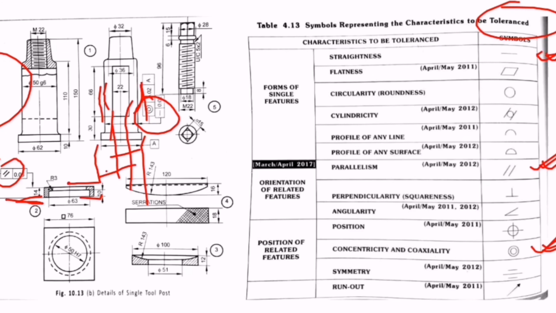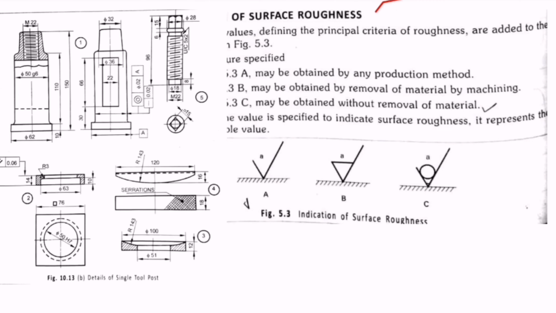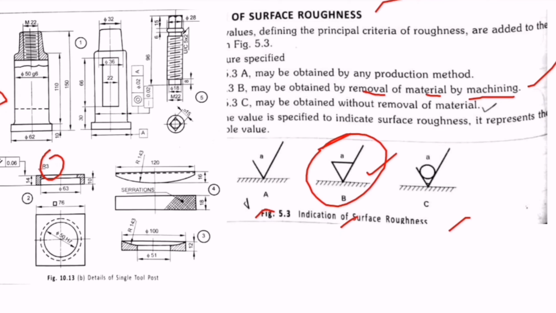This is tolerance symbol. Next is surface roughness symbols. There are three different surface roughness symbols. If we observe the figure, these surface roughness symbols are there, like a triangle shape, and somewhere you can indicate this symbol wherever the machining is required. Look at this, the removal of material by machining is required, for that this symbol is used. Wherever the machining is required, there we need to indicate this symbol.